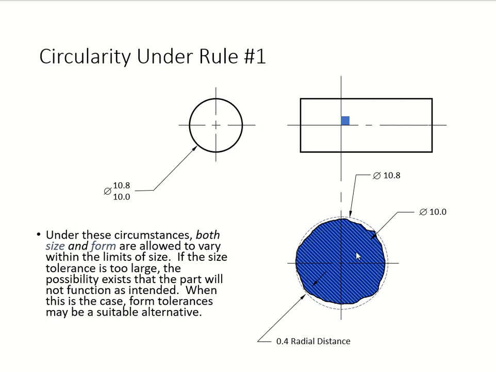So if your size tolerance is too large, your part is not going to function. Sometimes it happens. So the form tolerance has got to be not that large. Here is a reasonable 10.8 to 10, so about a 0.4 radial distance. So in this circumstance, where it's very close to the outer circle, your size and form are allowed to vary within those limits of the size.